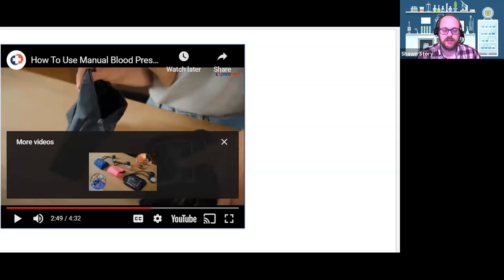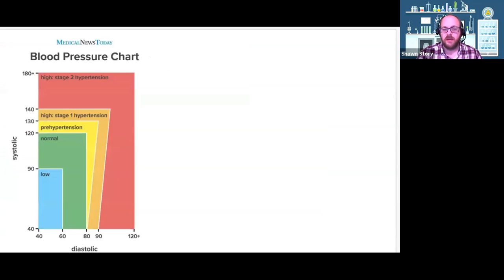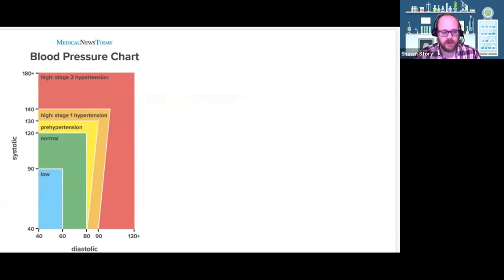All right, that's what we're looking for, using that device. We're listening for that heart rate. The moment we hear it, that's going to be our first number, that highest pressure. And then the last time we hear it is the lower, the diastolic, in the two sides. So 120 over 80. That's the number we have memorized in our head of a healthy blood pressure.